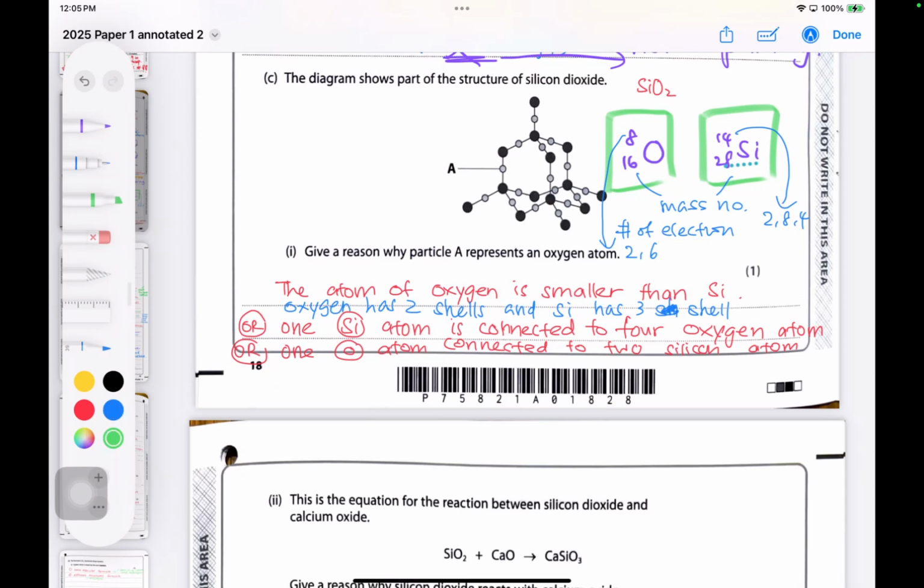Another possible answer is silicon is connected to 4 oxygen, while oxygen is connected to 2 silicon atoms. And you'll be asking, how do you know this? It's because of the group number that they are found in. Oxygen is found in group 6, so it will want to bond with 2, so it will form 2 covalent bonds, whereas silicon, like carbon, is in group 4, so it's able to form 4 covalent bonds. So that's how the third possible answer can come in.